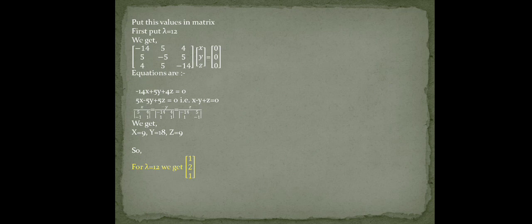By solving this matrix, we get two distinct equations, that is, -14x plus 5y plus 4z is equal to 0, and second, 5x minus 5y plus 5z is equal to 0, that is, x minus y plus z is equal to 0. By applying Cramer's rule, we get the values of x, y, z. The values are x is equal to 9, y is equal to 18, z is equal to 9. Now we can write it in the form of eigenvectors, that is, 1, 2, 1.